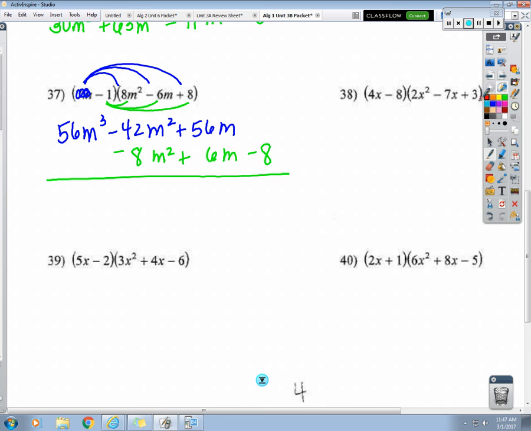And now I'm ready to combine like terms. So the 56m cubed just comes down. It doesn't have anybody to combine with. Then you have how many m squareds? Negative 50. With negative 42 minus 8. How many m's? 62m. And then minus 8.